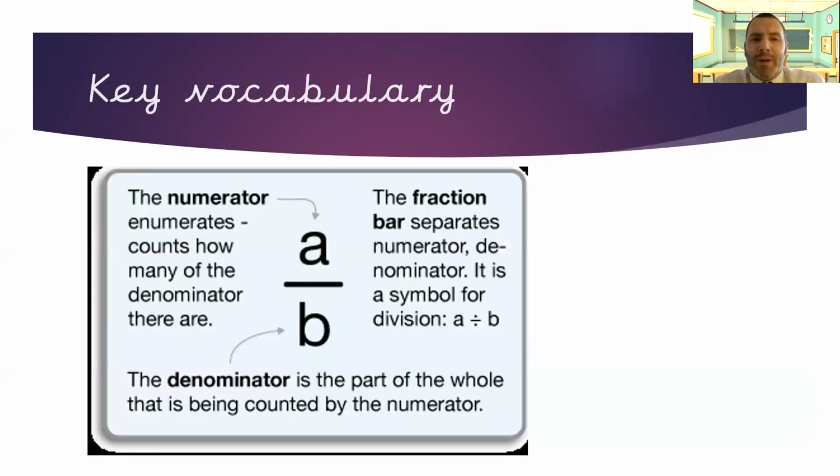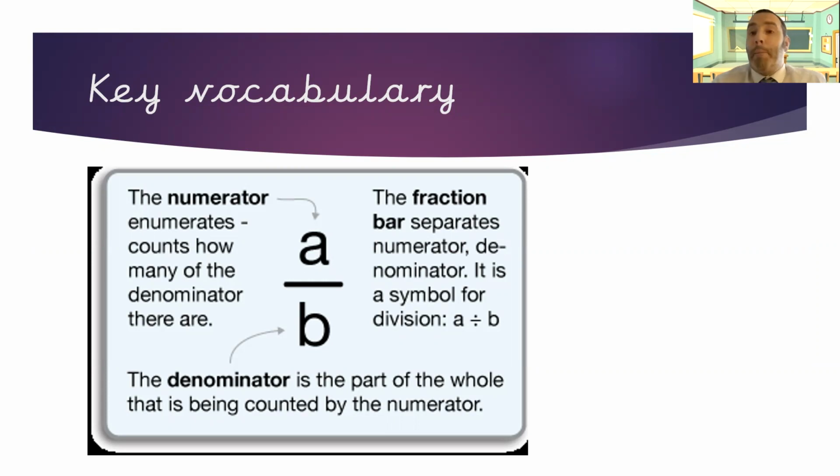Before we get started, some key vocabulary for you. The numerator, our top number. So letter A is our numerator. It enumerates. That's just a really fancy way of saying it counts how many of the denominator there are. The denominator is the part of the whole which is being counted by the numerator. So the denominator is how many parts the whole has been split into.